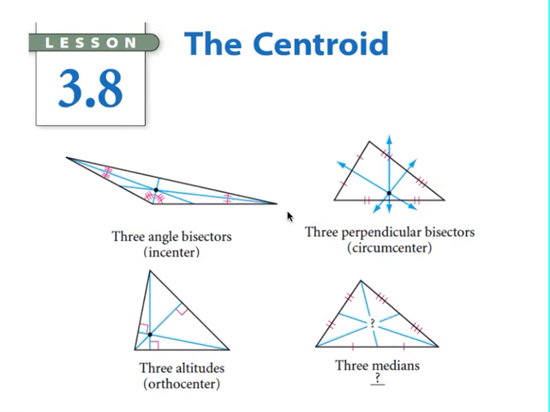We've talked about the three angle bisectors in a triangle and how they intersect to form the incenter. We've also talked about the three perpendicular bisectors, how they form the circumcenter, and the three altitudes, how they form the orthocenter. So today we're going to look at the three medians. If we take the medians of a triangle, what happens?